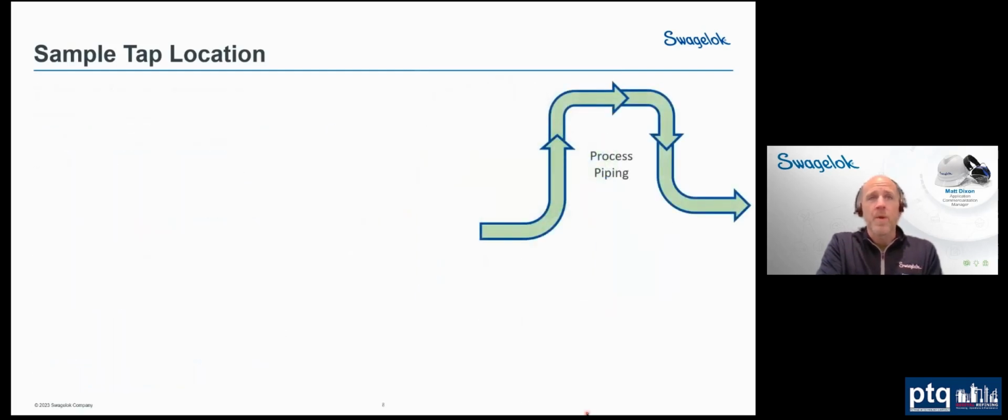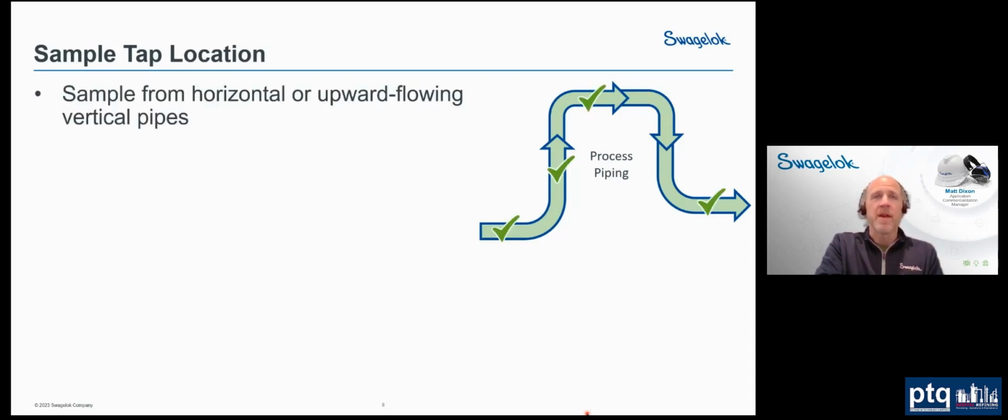All right. So when we're looking at actual locations on the pipe, we need to concern ourselves with the orientation of the pipe and where within that pipe we want to actually create the tap. So if we imagine we've got a piping system with horizontal and vertical pipes, what's going to be the best place? Well, when you're sampling a liquid, sampling from the horizontal or upward flowing pipes is generally going to be better.